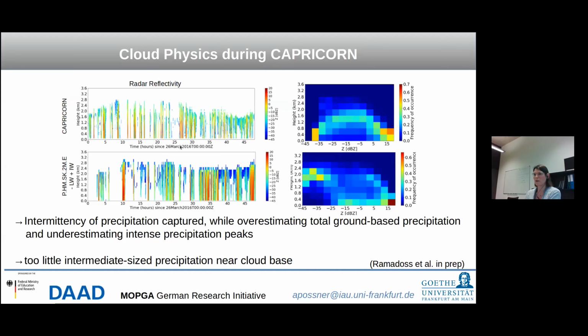So we have this sort of barcode structure in reality, which is also captured by ICON, but there's still some biases. So total ground-based precipitation is overestimated, and these intense precipitation peaks that are in the core of the updraft within the observation are also missed by the model.